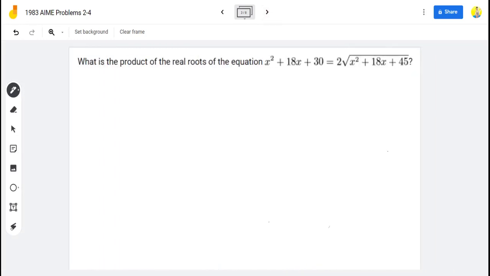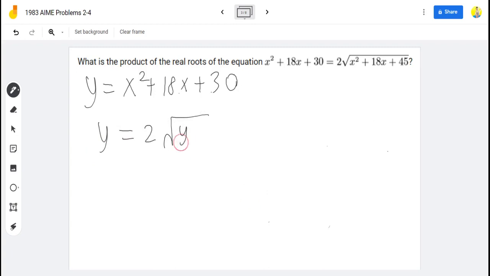What is the product of the real roots of the equation x squared plus 18x plus 30 equals 2 times the square root of x squared plus 18x plus 45? Well, we can use substitution here. Let y equals x squared plus 18x plus 30. And from here, we substitute y in, and we get y equals 2 times square root of y plus 15. And from here, we square both sides, we get y squared equals 4 times y plus 15.